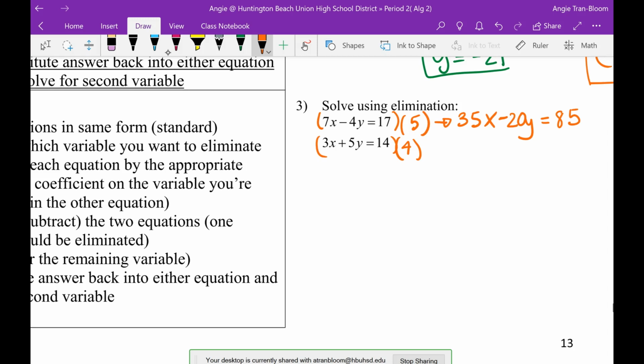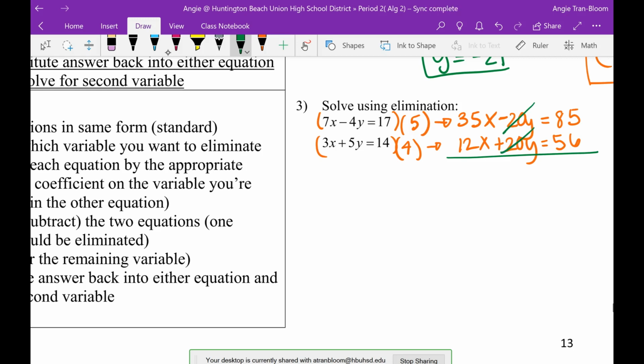3x times 4, Emma P, is what? Good. 5y times 4, Braden N, is what? 20y. Thank you. 14 times 4, Gabriel, what's that? 66. 4 times 4 is 16, so we only have 56. Is that okay? All right, we're going to eliminate. Is the y gone when we combine those two things? Negative 20y and a positive 20y, they are gone.